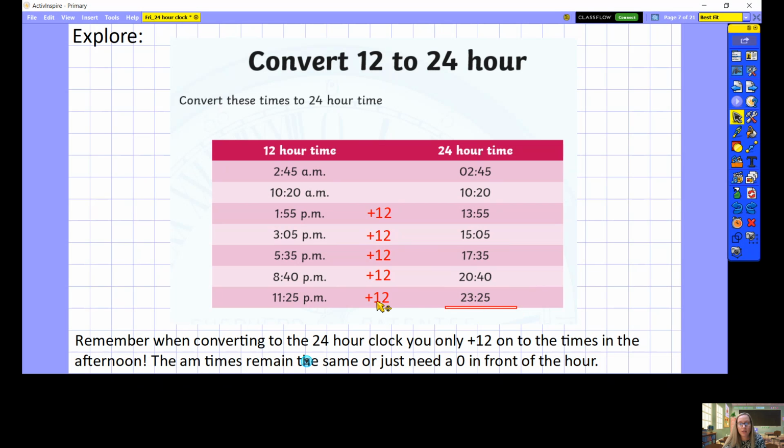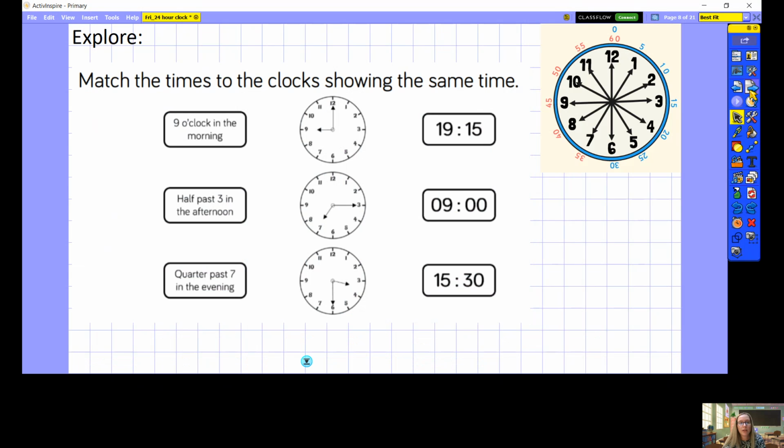25. So 11 add 12 is 23. So well done if you had a go at converting those by yourselves. Now we're going to do some matching times to the clocks. So here we've got some times on the 24-hour clock. We've got the time written in words, and we've got an analog clock showing the time.